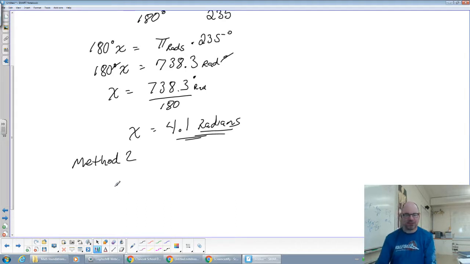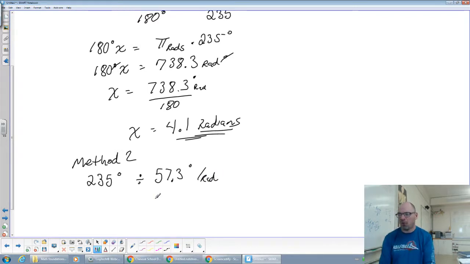Okay, we know that there are 57.3 degrees per radian. So if we have 235 degrees, this time we're going to have to divide by 57.3 degrees per radian. Now, how do I know to divide in this case?